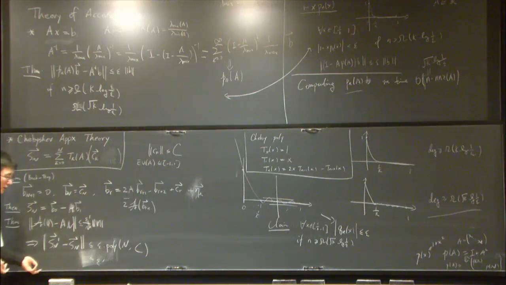So now let me mention something that's very related to the Chebyshev approximation theory, which is the conjugate gradient method. And many people know that conjugate gradient is not stable. Okay, and let me now say what it is.